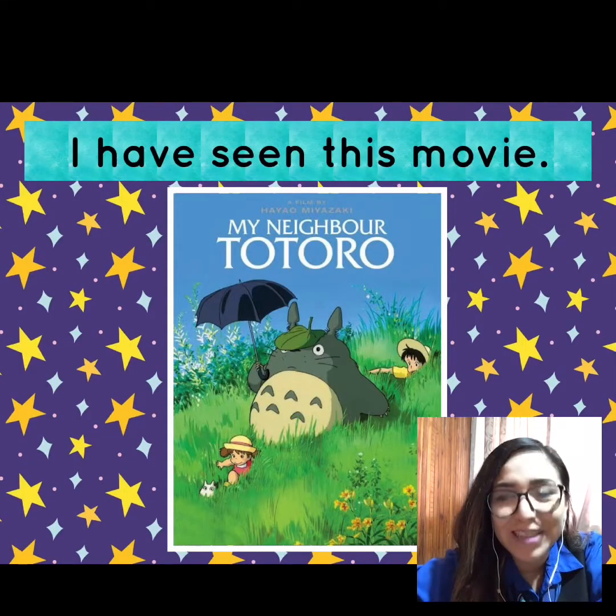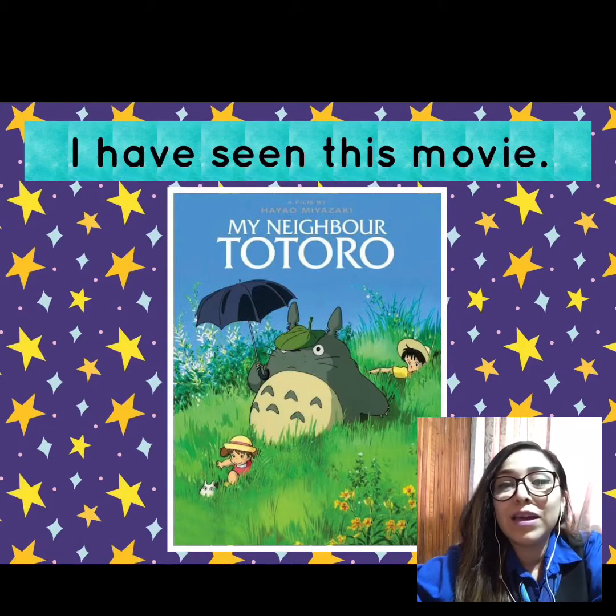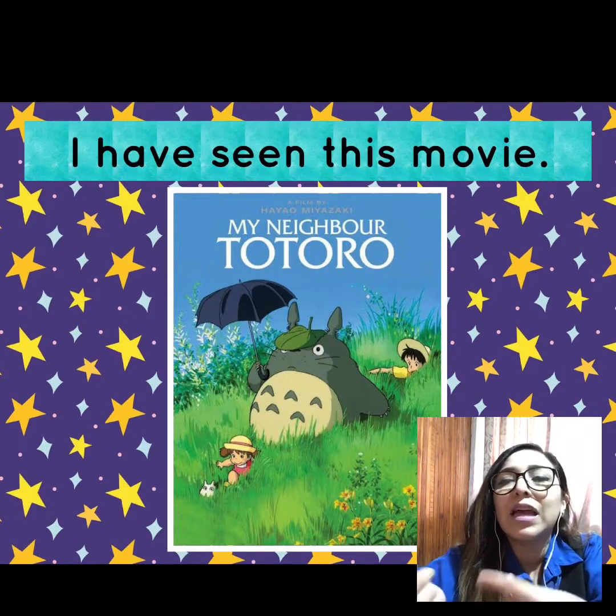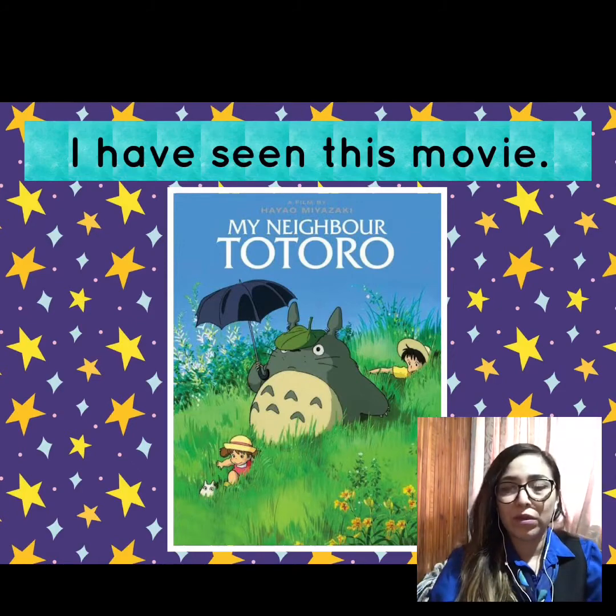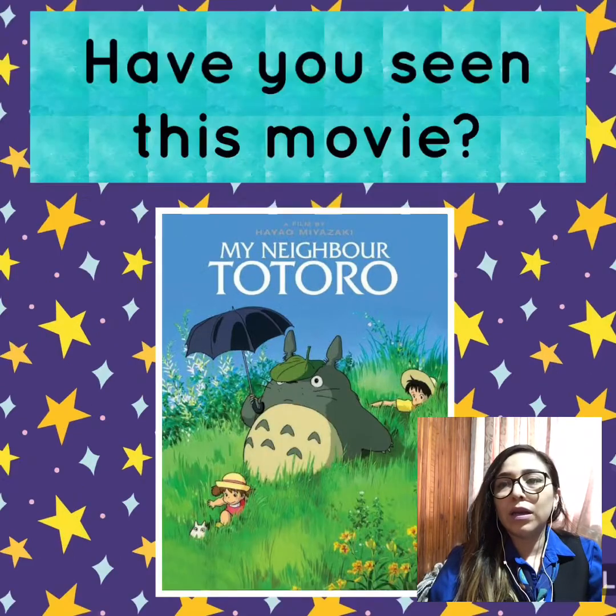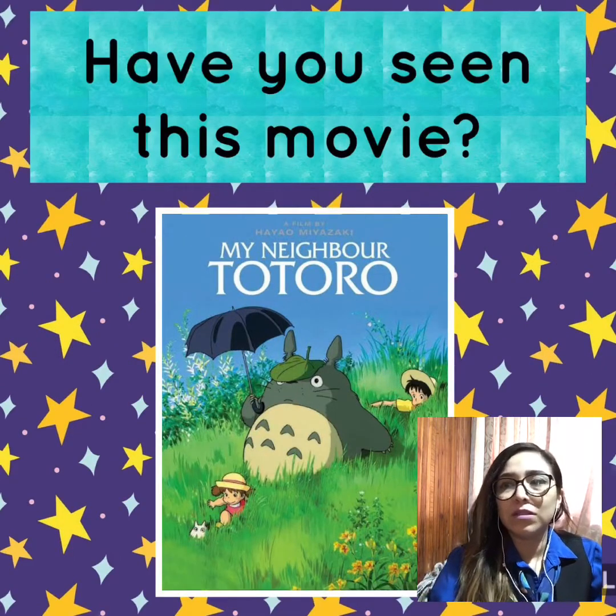The first one that I chose is this. My present perfect example is I have seen this movie. Just like that. I have seen this movie, okay? So it means that I've seen it and it's true, right?